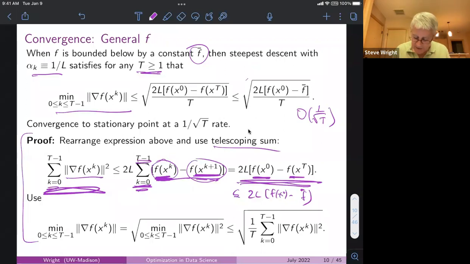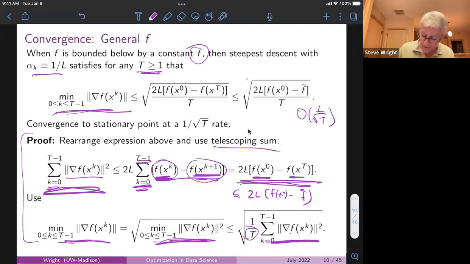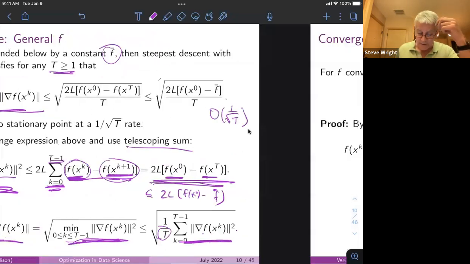And then at that point, all I do is take the square root of both sides and use the fact that the minimum is less than the average. If I take the minimum of all of these squared gradients that I encounter so far, the minimum is less than the average of all the squared gradients that I've encountered so far. So I just take the square root of both sides, including this side, and I get the result. You'll see the 1 over t here appears under the square root. So even for a non-convex function, as long as it has this Lipschitz smooth gradient property, we can show that the gradients go down like 1 over square root of t.